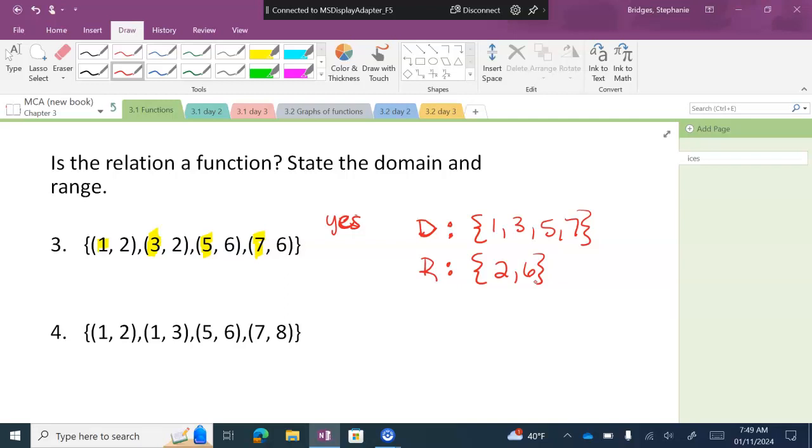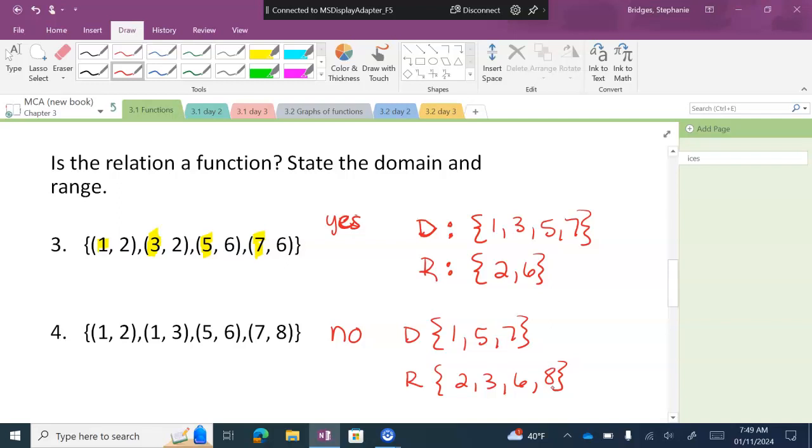First question with number 4, is this a function? No, it is not, because what happens twice? 1, okay? So then I'm going to list my domain. What are those values? 5 and 7, okay? And then the range values? 2, 3, 6, and 8.